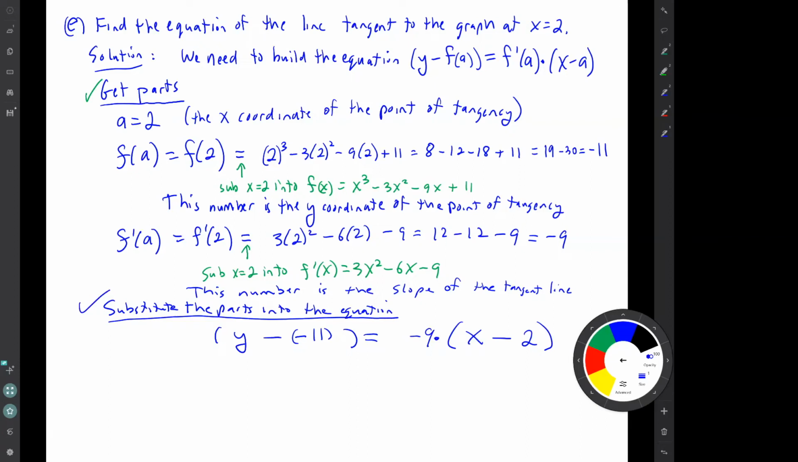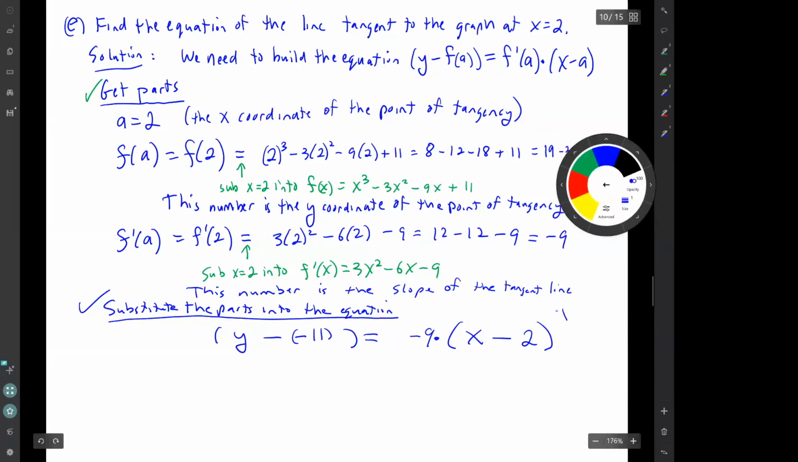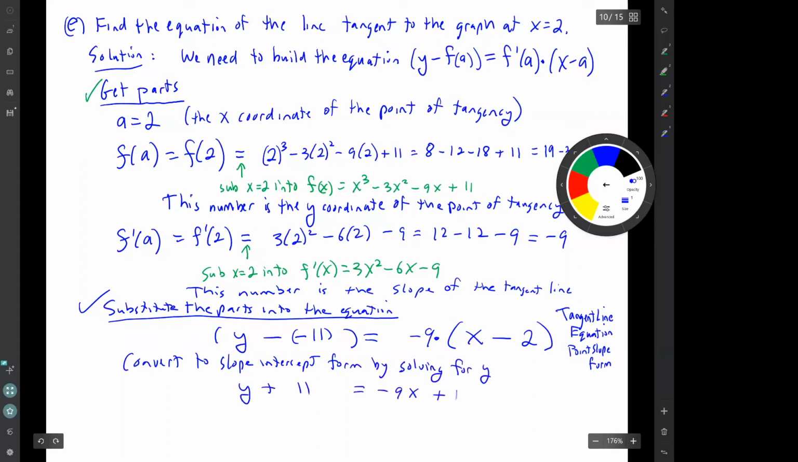So we have now the equation for the tangent line, but it's in point-slope form. We'd like to have this in slope-intercept form. We are asked to do that, so we have to convert to slope-intercept form. We do that by solving for y. So that's our equation for the tangent line in slope-intercept form.